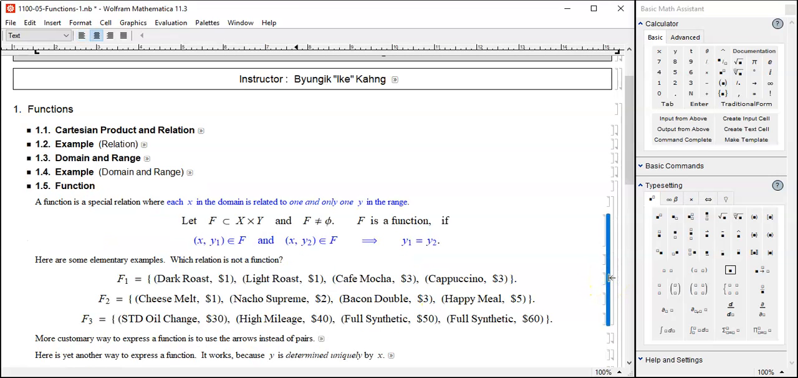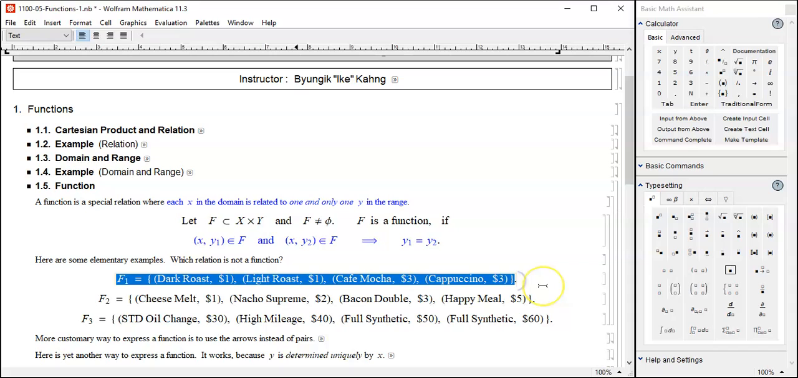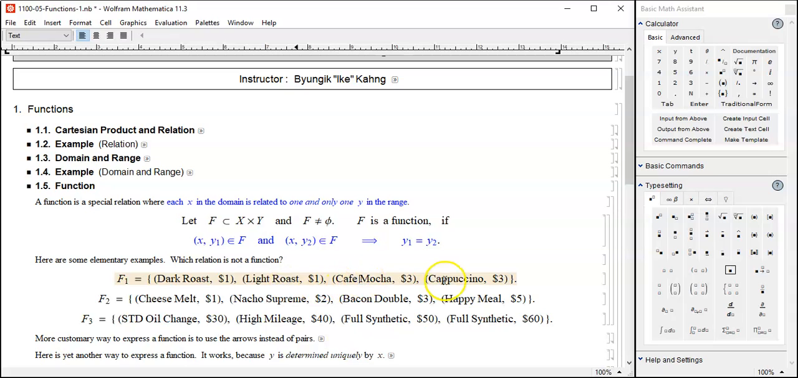Let's go through some example problems here. Okay, we have these three examples. F1. How about this relation? It's a function. Dark roast $1, light roast $1, coffee mocha $3, cappuccino $3. Each coffee product here has one and only one price tag. Does it make sense? Yes, it's a function. Here, dark roast and light roast have the same price, and the coffee mocha and cappuccino cost the same. No problem there, as long as each item you sell has one and only one price tag, you can run your business.